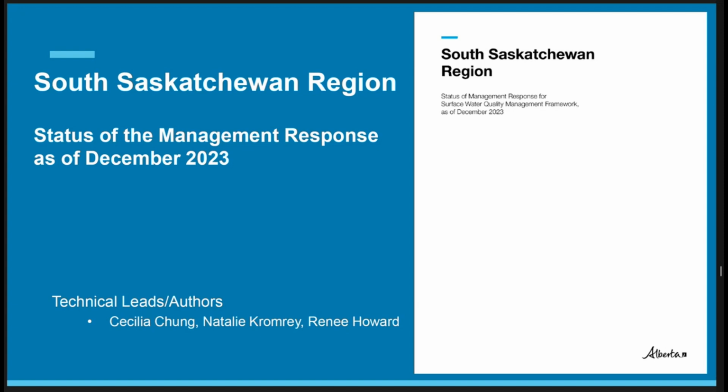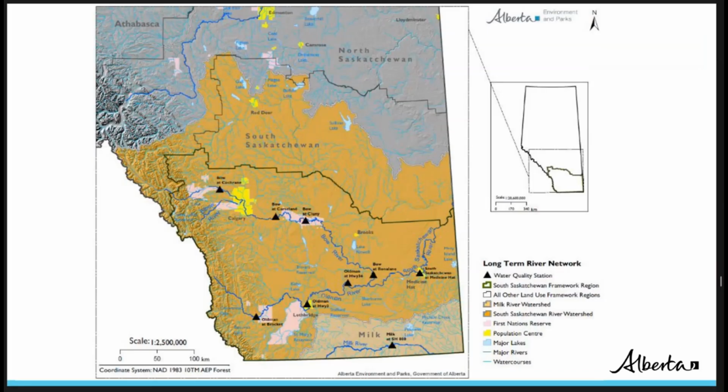Last, but certainly not least, we'll talk about the South Saskatchewan region. This update is based on the report, South Saskatchewan Region Status of Management Response for the Surface Water Quality Management Framework as of December 2023, and was written by limnologist Cecilia Chung with support from limnologist Natalie Cromry and environmental management specialist Renee Howard. This framework includes 15 ambient indicators that are monitored and evaluated at 9 surface water quality monitoring stations along the Bow River, Old Man River, South Saskatchewan River, and Milk River, as indicated by the black triangles.